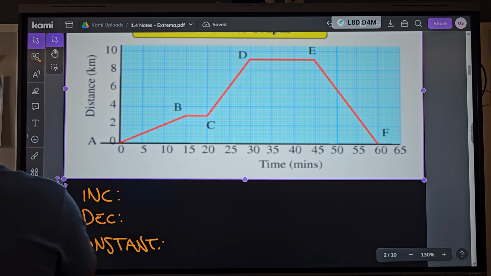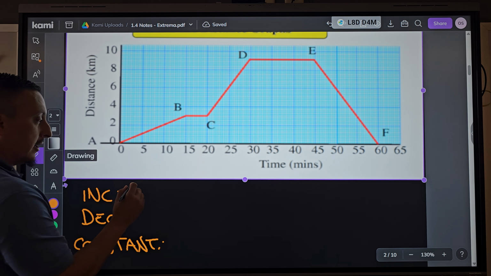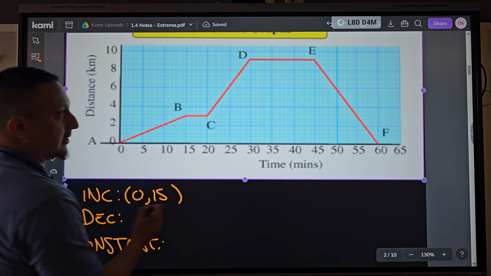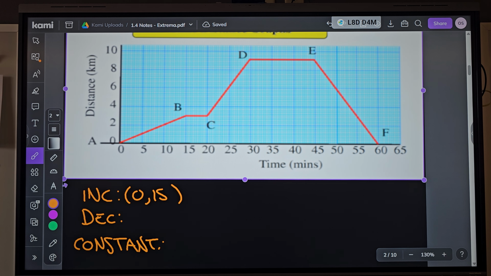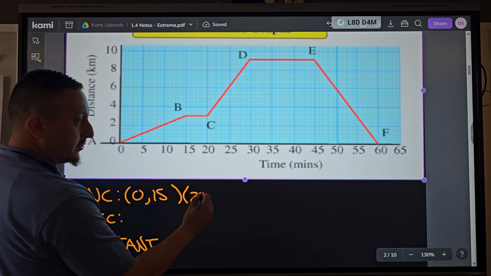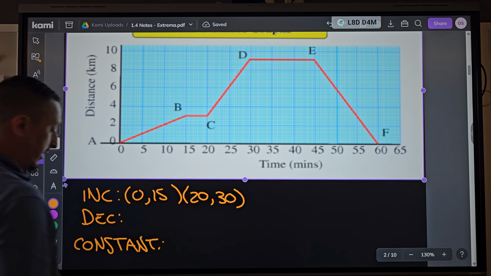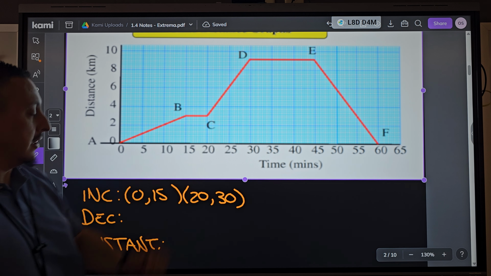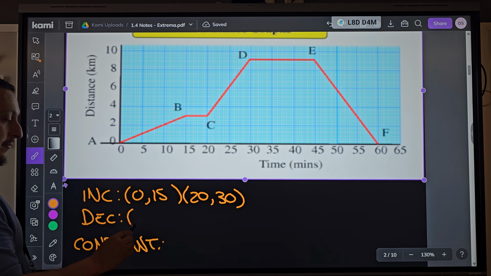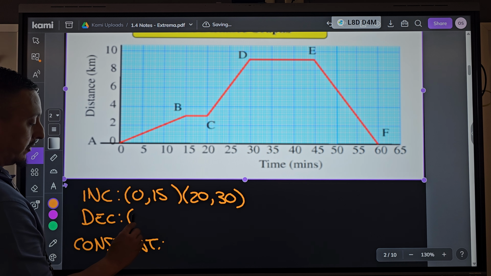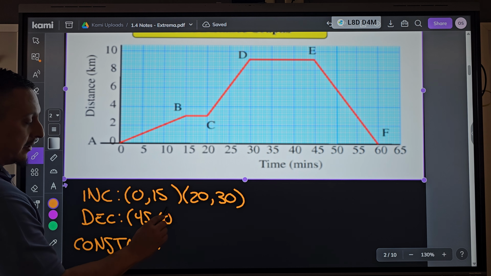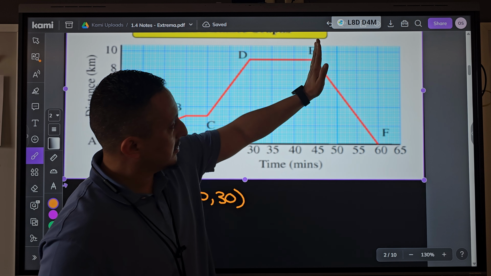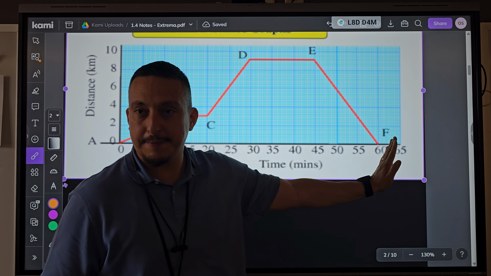Okay. So here we go, guys. We're increasing from what day to what day? 0 to 15. And then do we increase again? When else? 22, 30. Okay, is that it? Yeah, right. Increase, increase. And we are decreasing where? 45 to 60. 40. I heard a few different numbers there. But the only place it's decreasing is right here, which is 45 to 60.